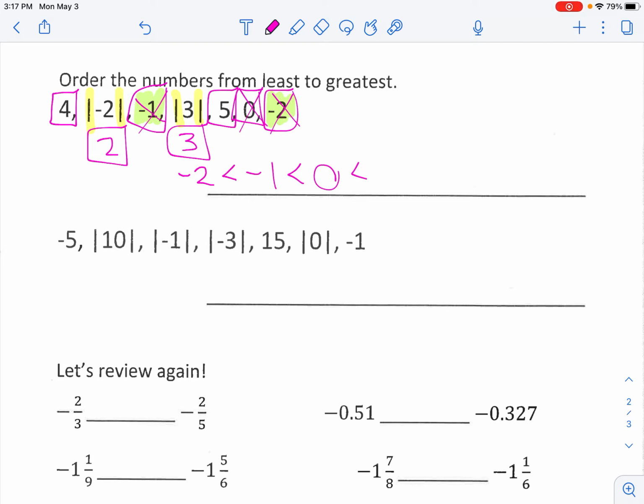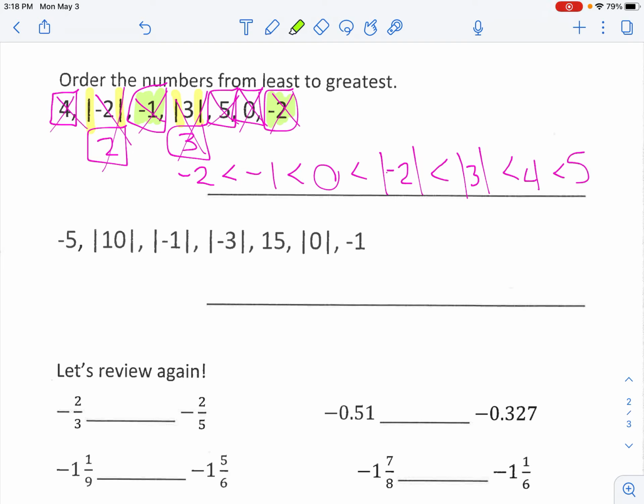So then I've got 4, 2, 3, and 5. Okay, so then my 2 came from the absolute value of -2 is less than the absolute value of 3 is less than 4 is less than 5.